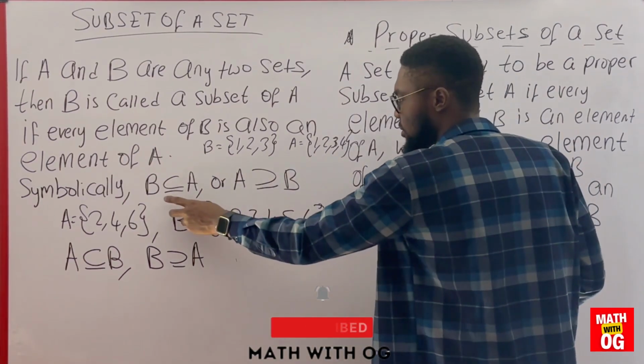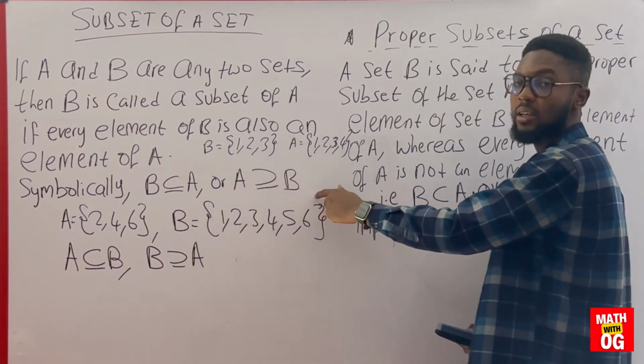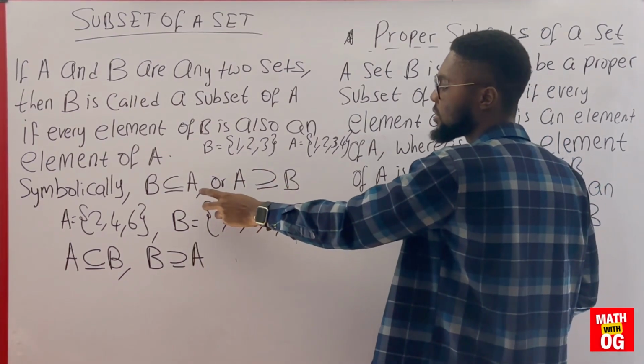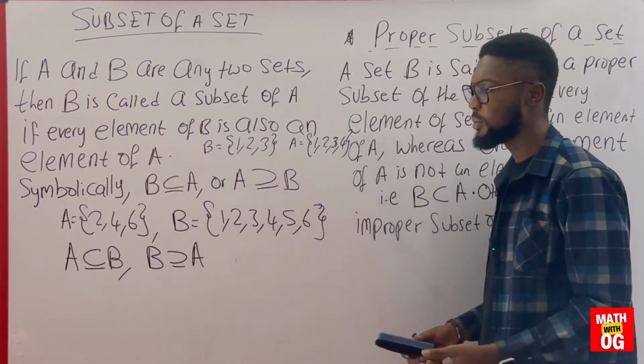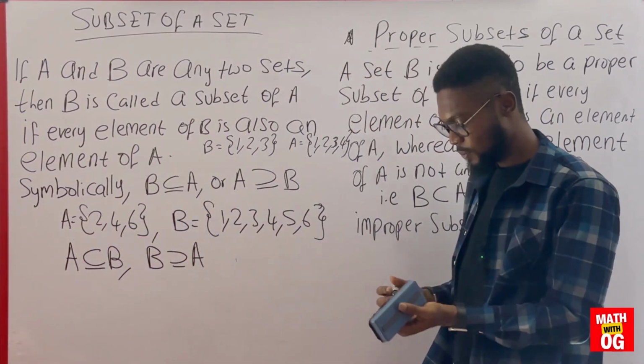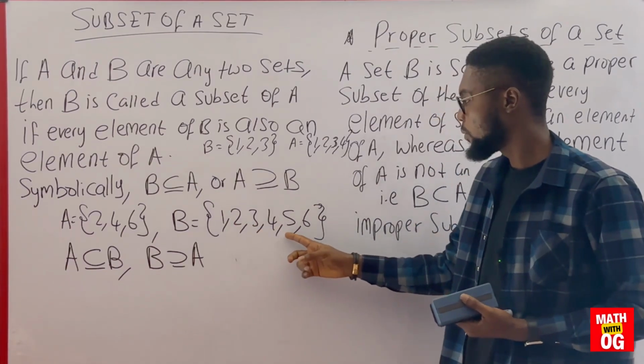Now, if B is a subset of A, we can say that A is a superset of B. That means A contains everything in B. Now, we can see an example here. You have a set A to be {2, 4, 6}. You have a set B to be {1, 2, 3, 4, 5, 6}.